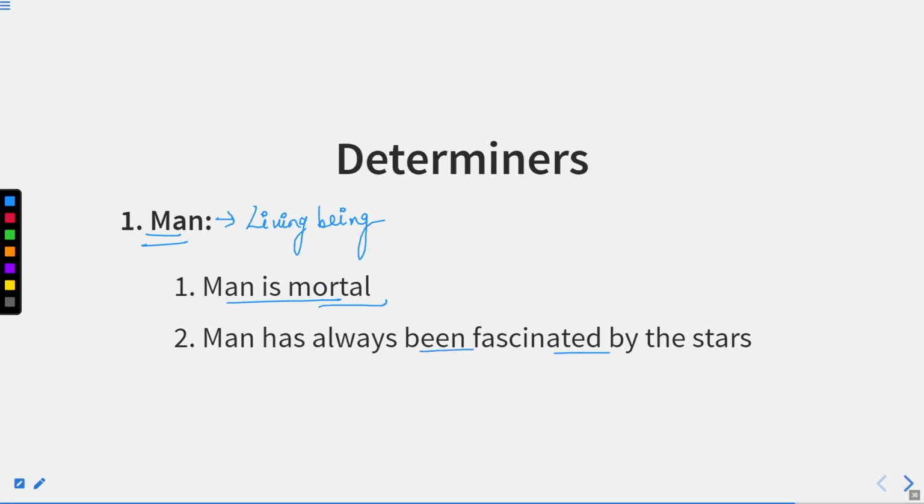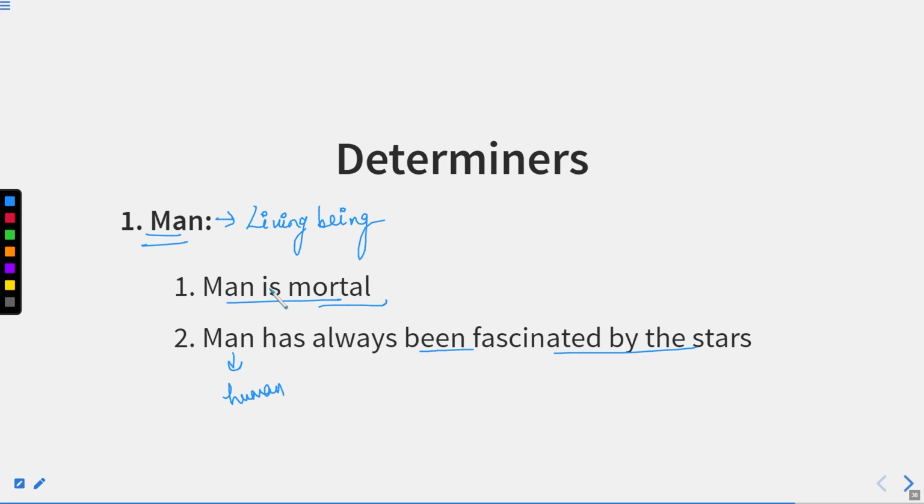Man has always been fascinated by the stars. Again, I'm not talking about only one man. In fact, I'm talking about all the human beings. That is why I cannot use the before these two words, because they are showing the whole, not only the man. Now, if I'm saying man, here this man includes all the living beings, whether they are women, girls, boys, or living organisms or another thing. Now, if I say man has always been fascinated by the stars, it means I'm not talking only about men. I'm talking about man. I'm not talking about a particular man. In fact, I'm talking about men, women, all the people.